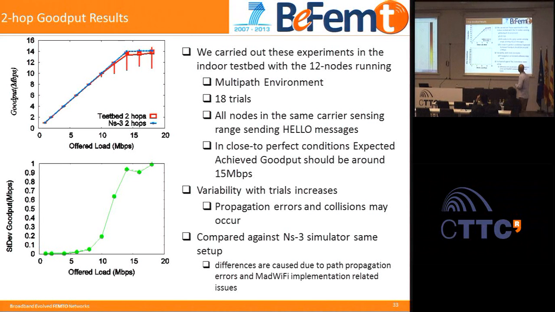But this variability is caused by the multipath environment we are in. Since we are evaluating the routing protocol in an indoor office, we have significant multipath problems and so propagation errors, which are the cause of this variability obtained with different replications of the same experiment.